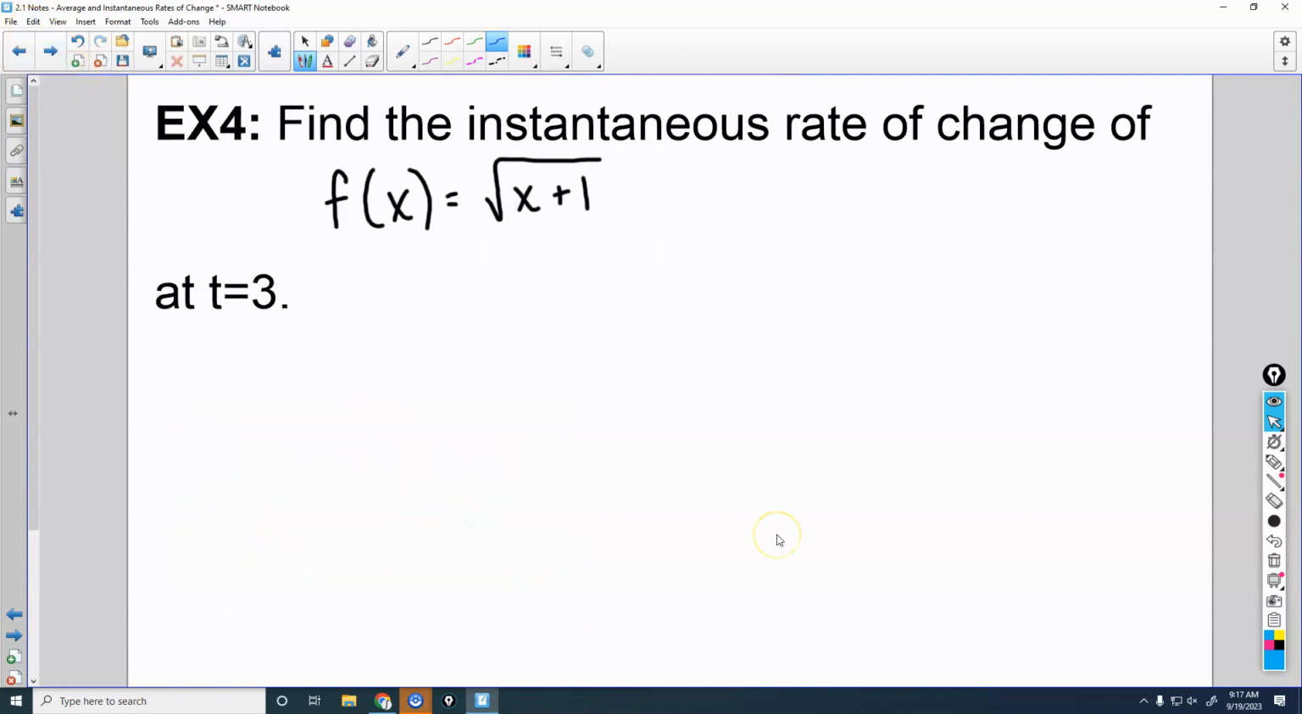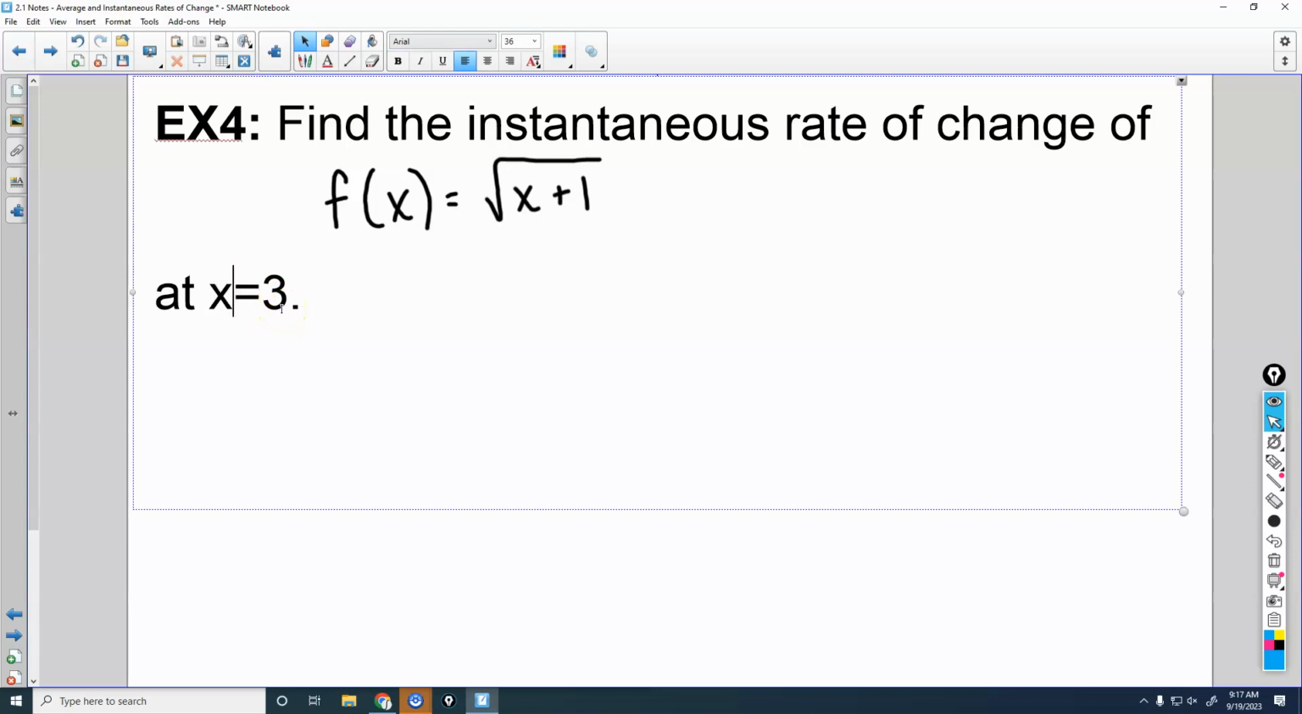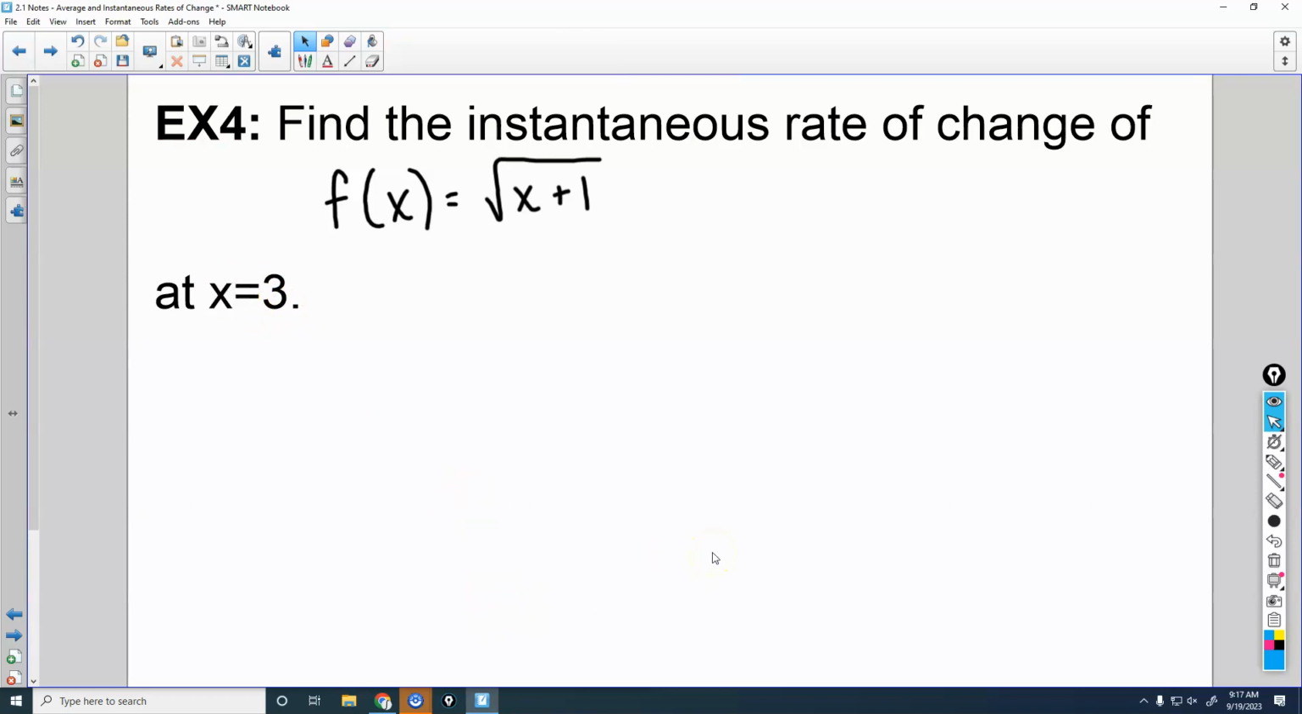We can use this to find instantaneous rate of change at any point. I don't know why I used a t here instead of x, because my equation has an x in it. So make those match right there. So this is how we use this. Our limit definition of a derivative at a point is the limit as x approaches a of f of x minus f of a over x minus a. So in this case, 3 is my a. Okay? Because 3 is the point that we're approaching.